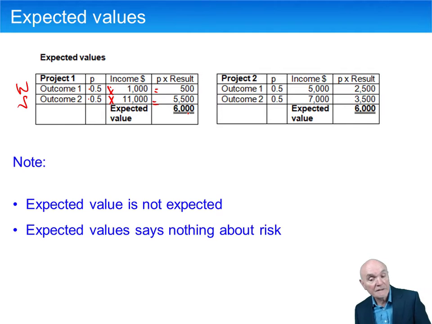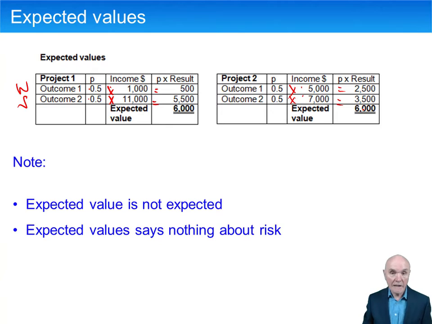We have another project here that's been set up really to give you the same expected values, very different outcomes, same probabilities. The economy is going to be bad or good with the same chance, and again multiplying through here is going to give us the expected value again.